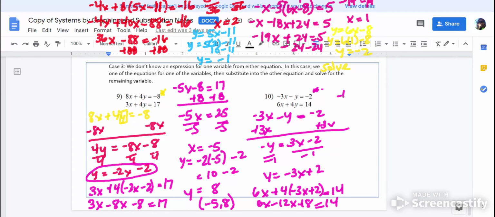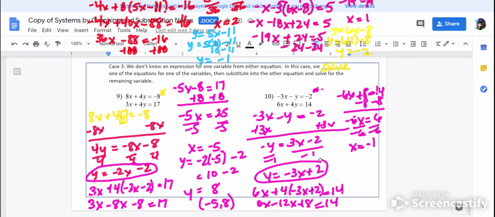So I have negative 6x plus 8 equals 14. Subtract 8 from each side. Negative 6x equals 6. So when I divide each side by negative 6, x will equal negative 1. Again, I can go back and plug into any of the equations, but I'm going to do the one I created. So y equals negative 3 times negative 1 plus 2. So 3 plus 2, which means y will equal 5. So my coordinate pair solution here will be negative 1, 5.